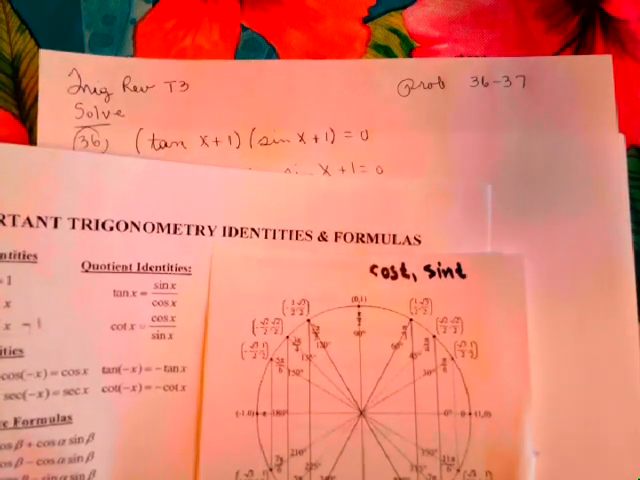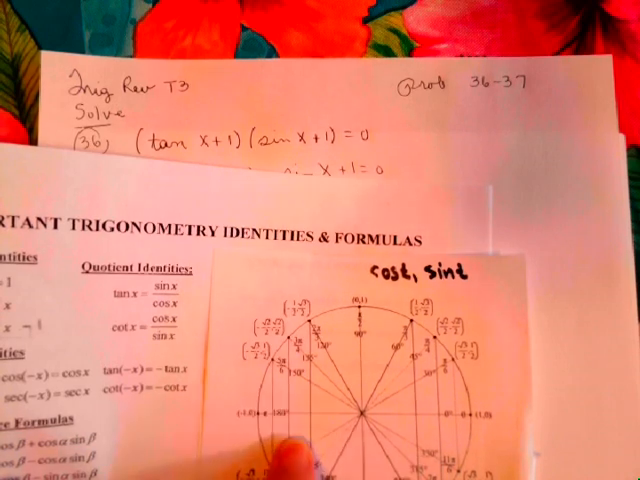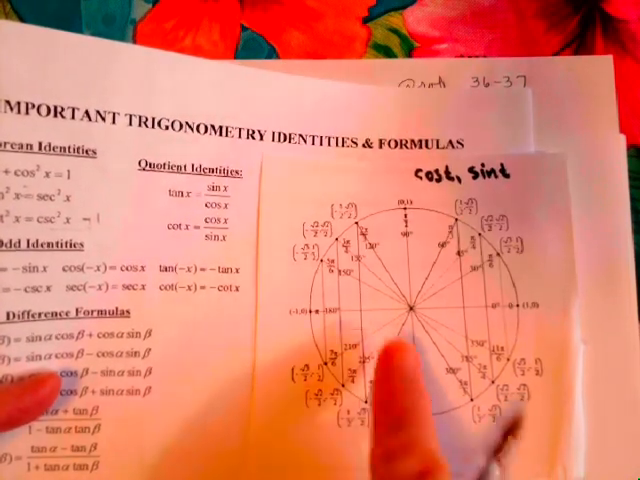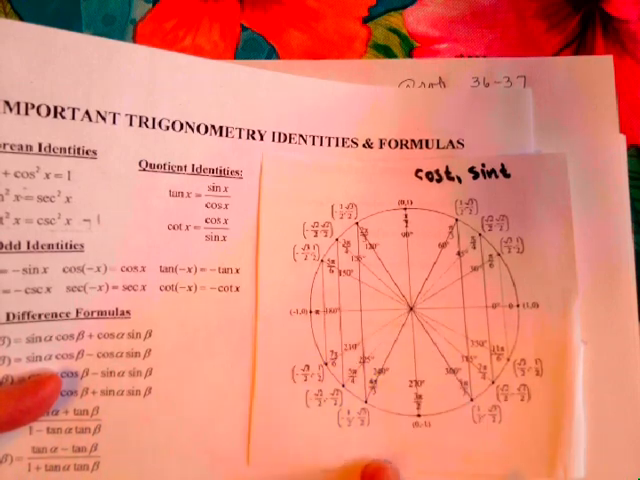I'm looking for the places where cosine is negative 1/2. I know cosine is negative in the second and third quadrants. Cosine is my first number, so that's going to be 2 pi over 3 and 4 pi over 3. Look at your unit circle. You got 2 pi over 3, 4 pi over 3.